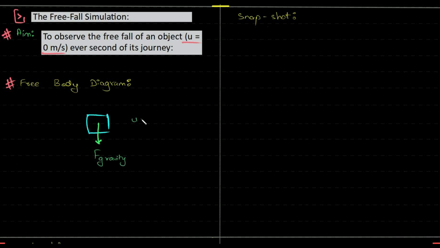And we are taking that it was not thrown, it was just left. Right? So u is equal to 0 meter per second. Just for the sake of clarity, I'll also mention the time. Right? So this is your scenario.